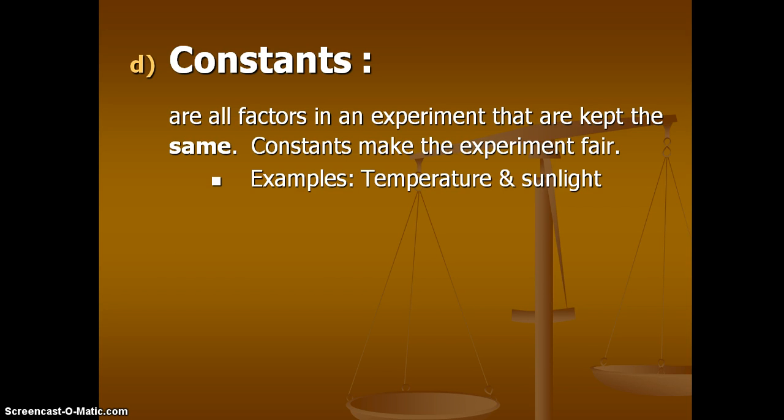So some examples in many experiments of constants are temperature and sunlight. If I want to see the impact of how much water I'm watering a plant will have on its growth, if I'm also changing temperature and sunlight, I don't really know if my effect is due to the temperature and sunlight or the water, which is really what I'm trying to look at.